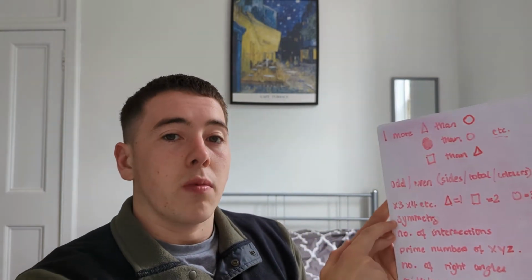Symmetry. If you have a box here, say for example, if you notice that the same things are at the top and the bottom, and the left and the right, you've probably got an axis of symmetry there. Number of intersections. So if you see lines all over the thing, count the number of intersections. The number of intersections could be odd, they could be even, they could be prime numbers, and it's essentially just trying to pick up on the pattern that they're putting there.